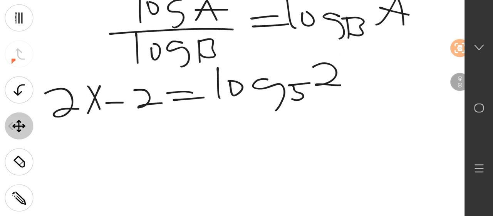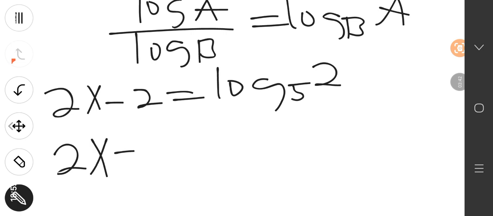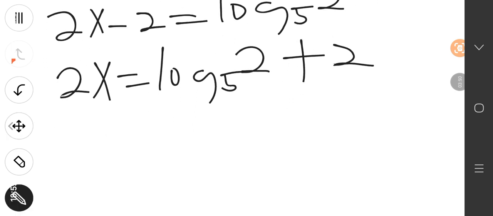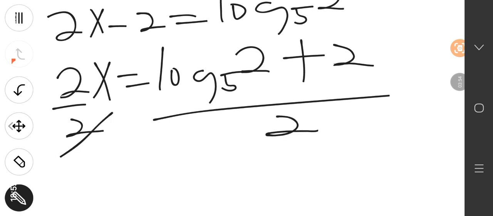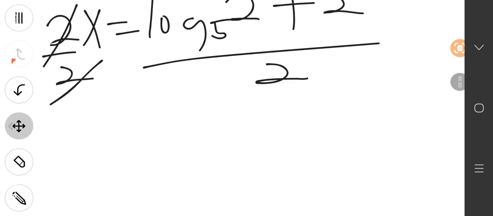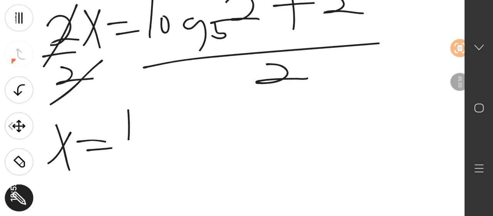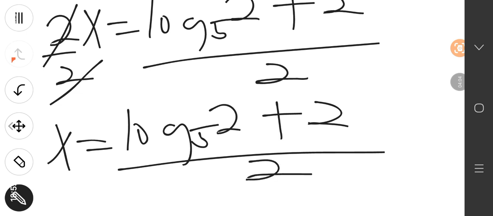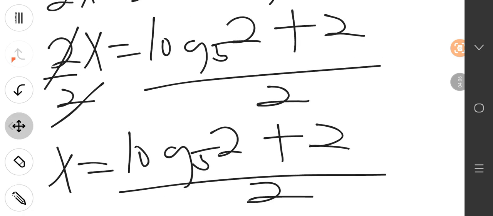So our equation becomes 2x equals log 2 base 5 plus 2. We want to make x the subject of the equation, so we divide both sides by 2. So x equals (log 2 base 5 plus 2) all over 2. This is our answer.